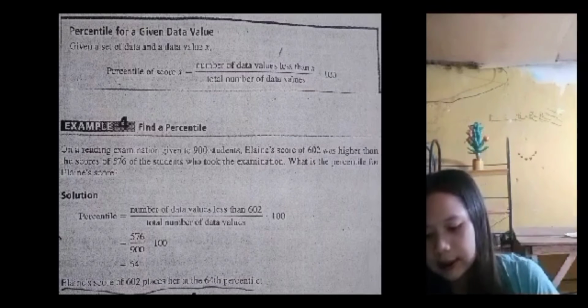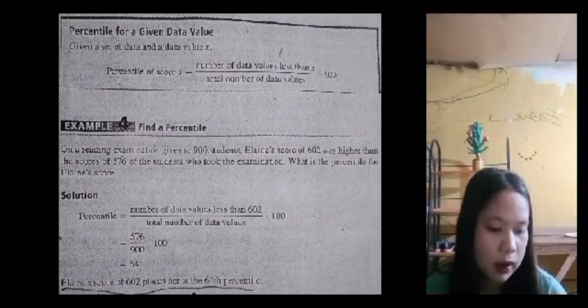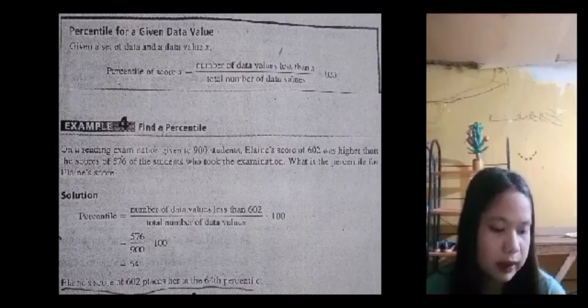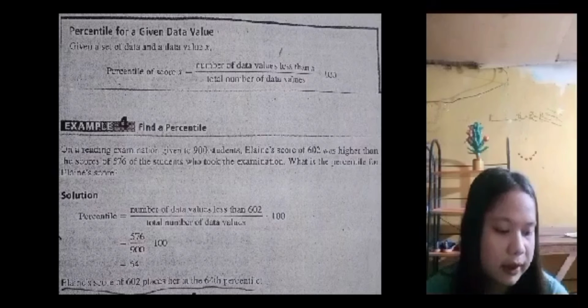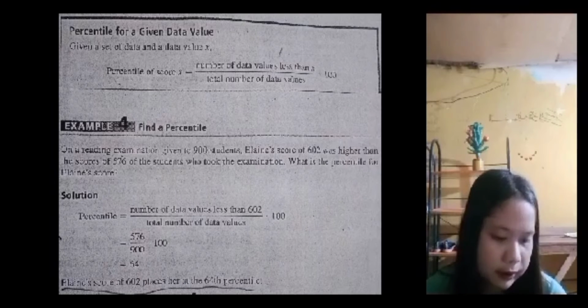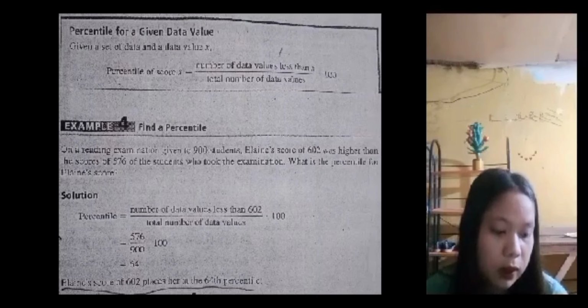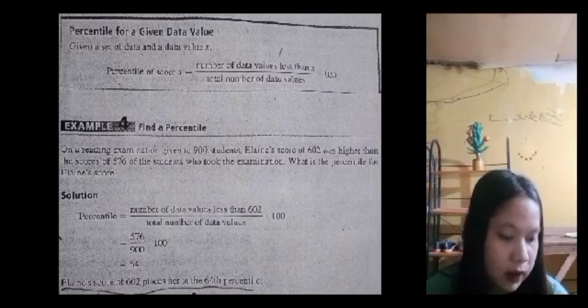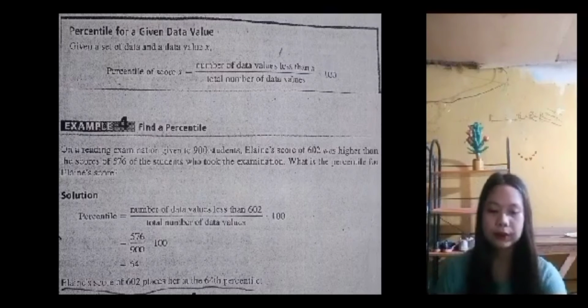So, example po ng percentiles. On a reading examination given to 900 students, Elaine's score of 602 was higher than the score of 576 of the students who took the examination. What is the percentile for Elaine's score? So, solution.